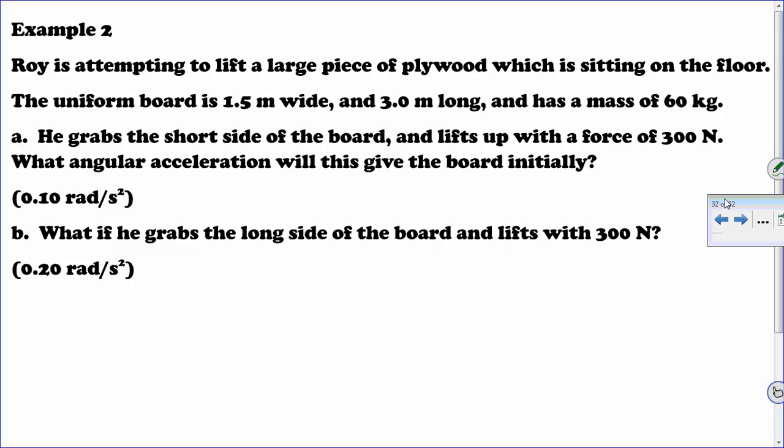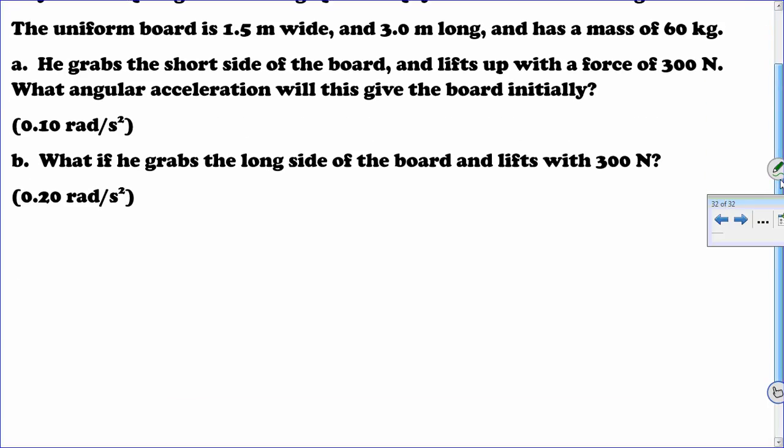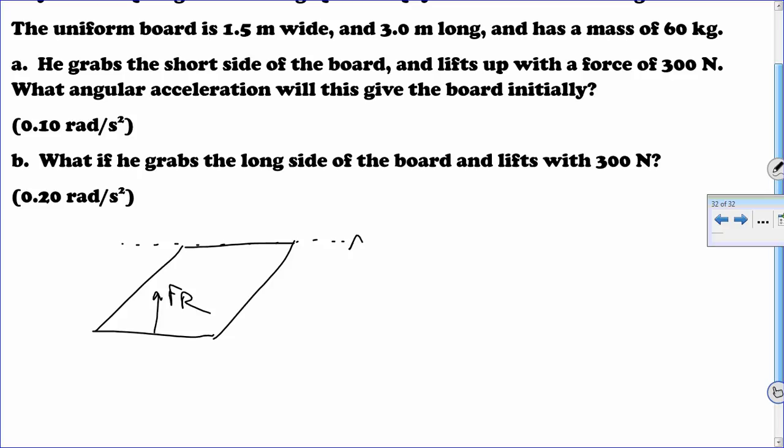Roy's attempting to lift a large piece of plywood that's sitting on the floor. The uniform board is 1.5 meters wide, 3 meters long, and has a mass of 60 kilograms. He grabs the short side of the board. So let's see if we can draw this thing. At the beginning, he's grabbing the short side of the board. So this is going to be my force from Roy. There's my axis of rotation. This is 1.5 meters. This is 3 meters.